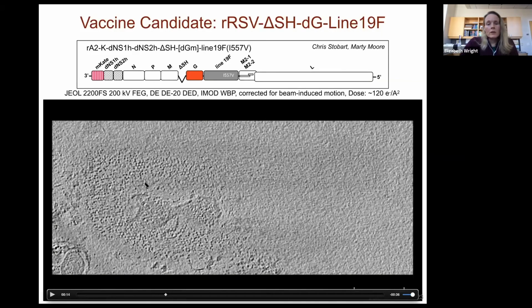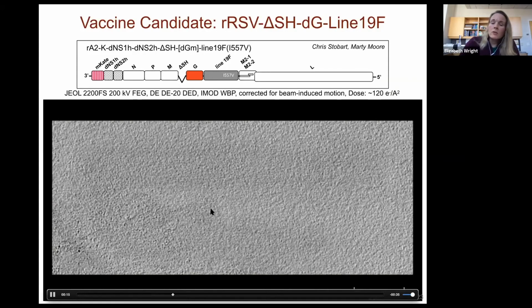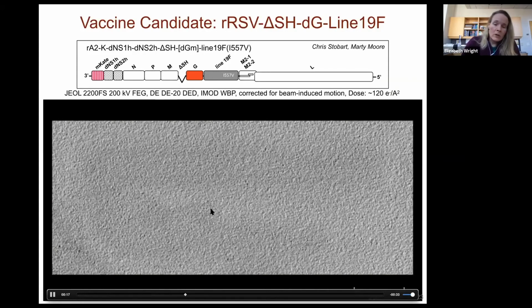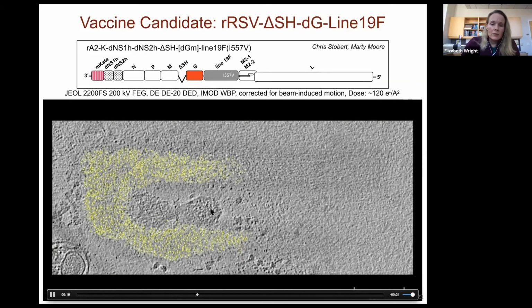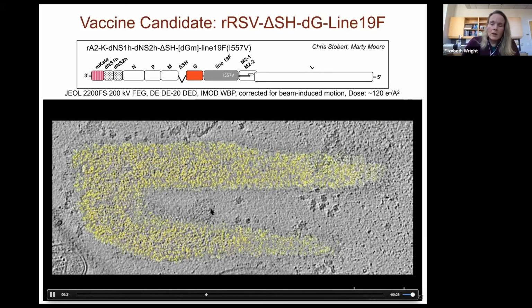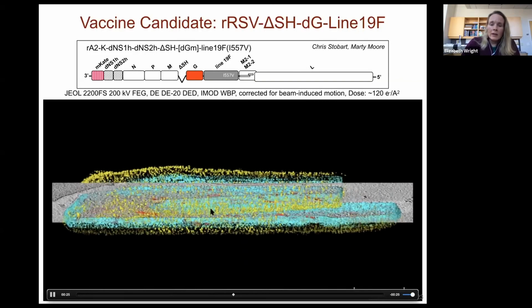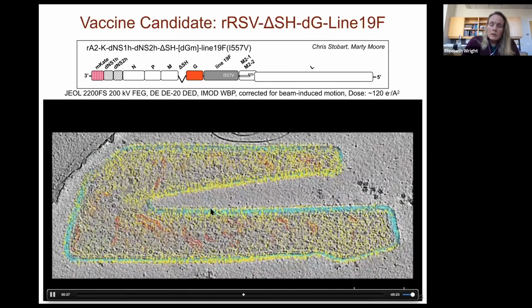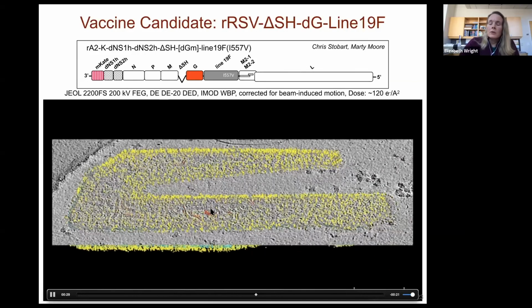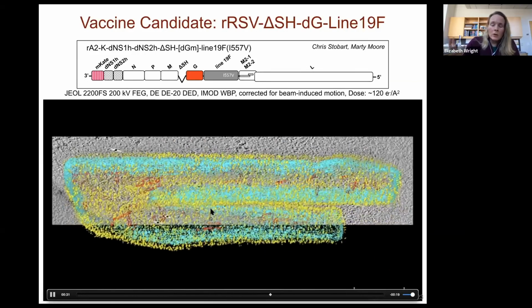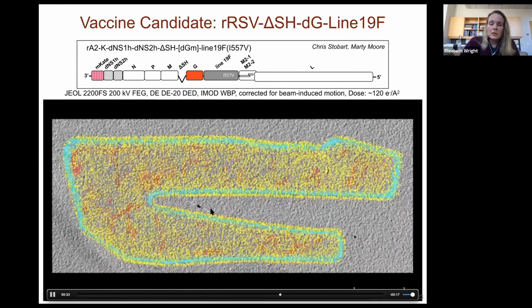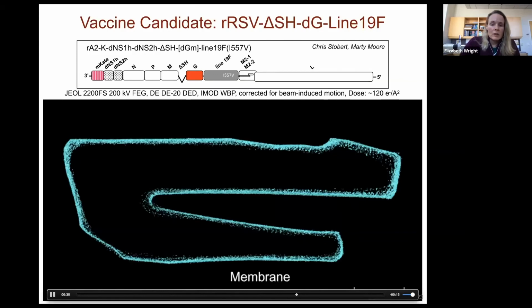And so if we look at the glycoproteins on the surface, they really organize themselves in these hexagonal arrays. So it was hexagonal packing of either F or F and G on the surface of these viruses. Now we've looked at RSV for a very long time, and we've never seen this type of packing before. And so this really indicated to us that there was an alteration in the structure and organization of the glycoproteins based on the modulation that Marty had done.